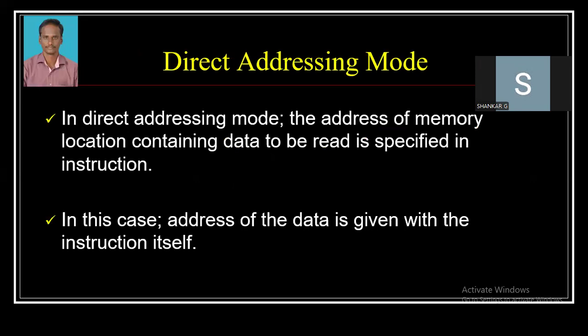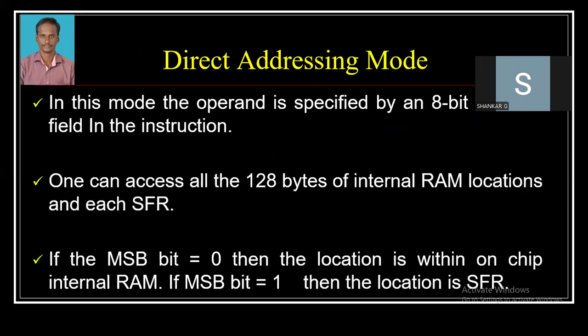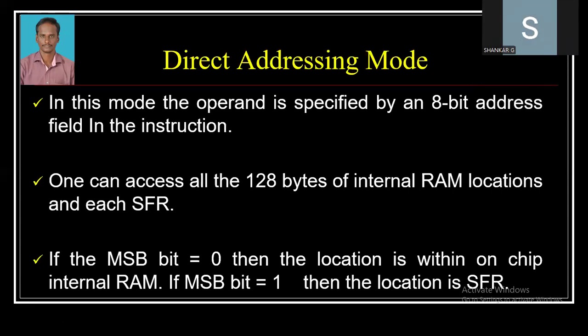In direct addressing mode, the address of the memory location containing the data to be read is specified in the instruction. In this case, the address of the data is given with the instruction itself. In this mode, the operand is specified by an 8-bit address field in the instruction. One can access all 128 bytes of internal RAM and each special function register. If the MSB is 0, then the location is within the chip's internal RAM. If the MSB is 1, then the location is in the special function registers.